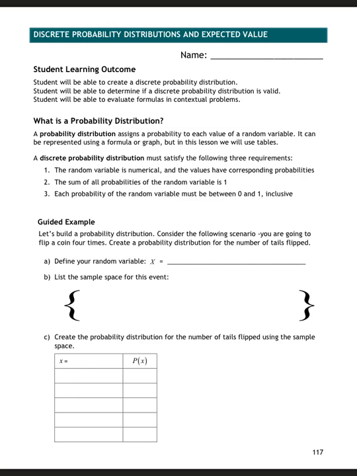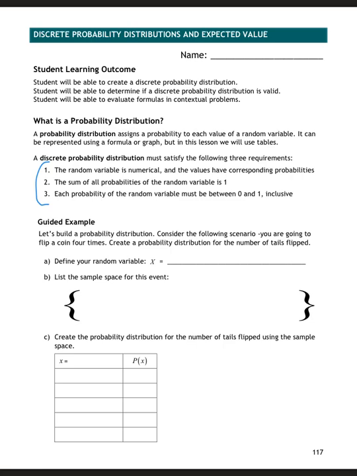So a discrete probability distribution must satisfy all three of these requirements here. So it can't just be one, it does have to be all three. So the random variable is numerical, and the values have corresponding probabilities. So that value has to be numerical. It cannot be categorical.